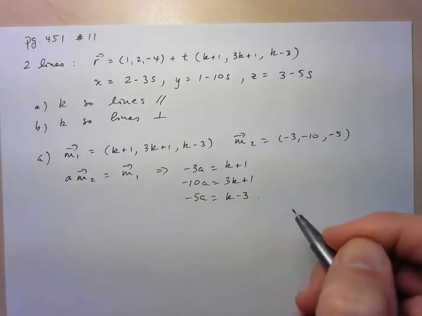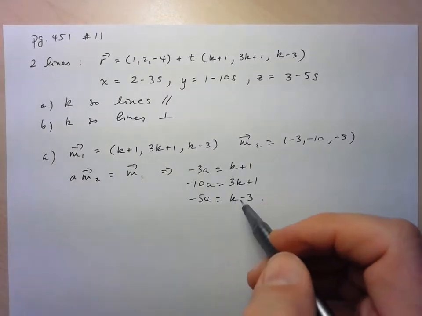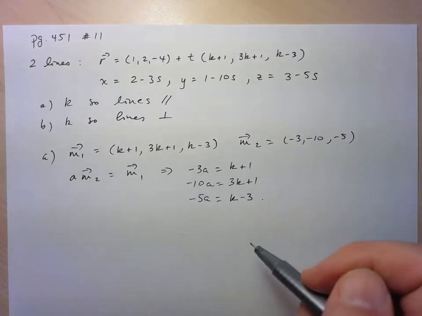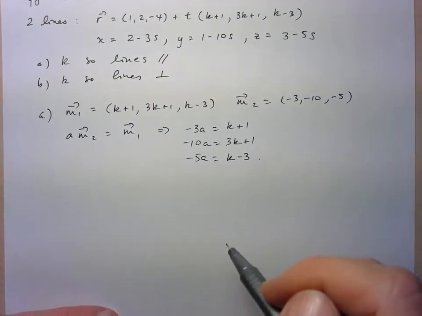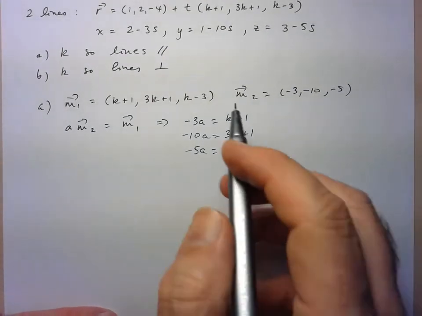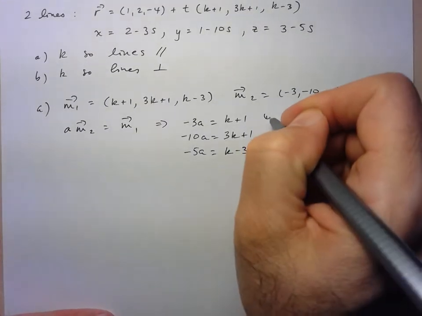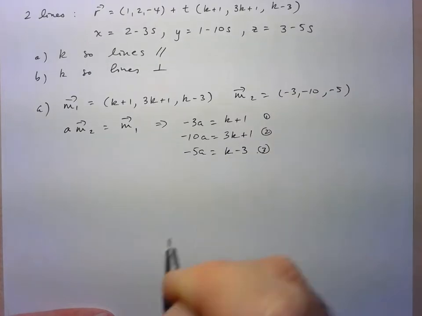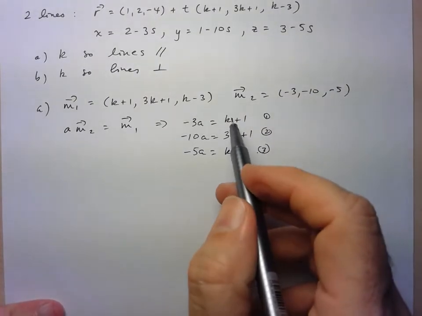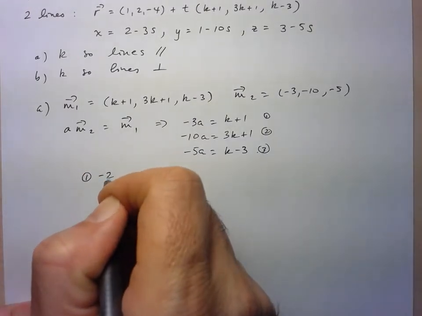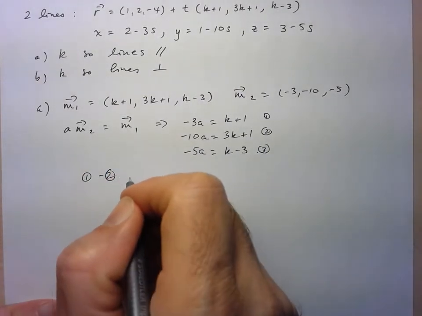Okay, but what we have here is three equations in two unknowns. You can only solve two equations in two unknowns at one time. So I'm just going to pick any two of these. Let me pick the first and the third since those look easier. If I call this 1, 2, 3, what I'm going to do here is subtract 1 minus 2 to eliminate the k.